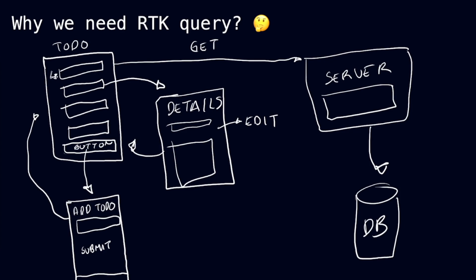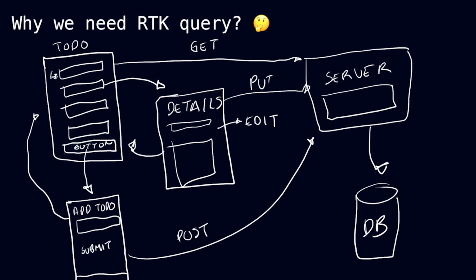When I need to create a new to-do, I would need to create a POST request. When I need to edit, I would need to create a PATCH or a PUT request to the server. And every time, the server is going to handle these operations, right? In the server, we need to have the business logic.